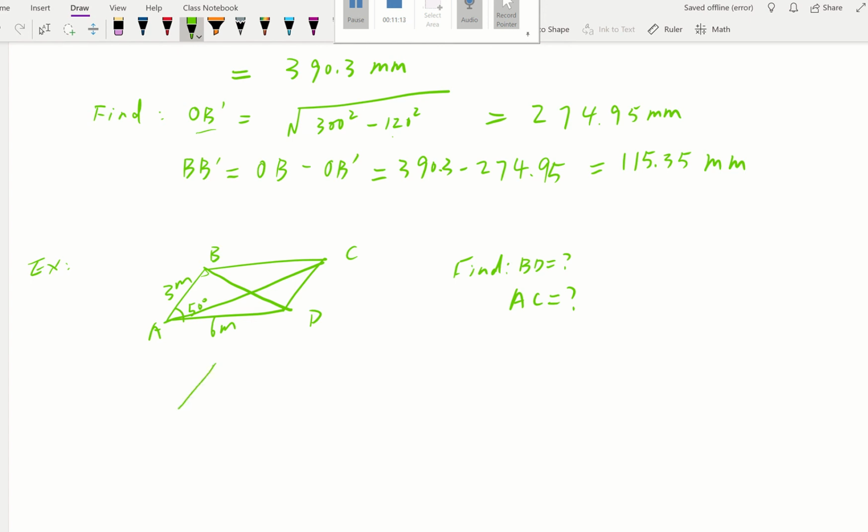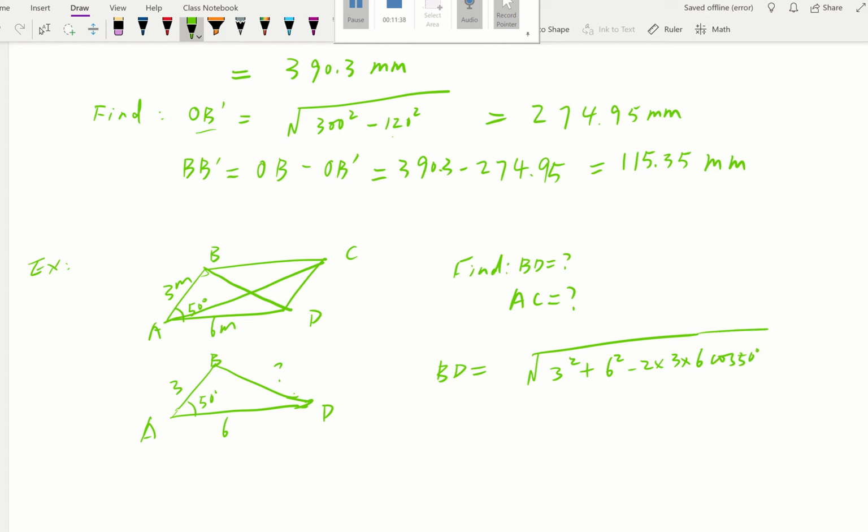For BD, we can just take out triangle ABD, right? I isolate A, B, D. This is 3, this is 6, this is 50 degrees. In order to find BD, it's going to be a direct application of the cosine law: 3 squared plus 6 squared minus 2 times 3 times 6 times cosine 50.